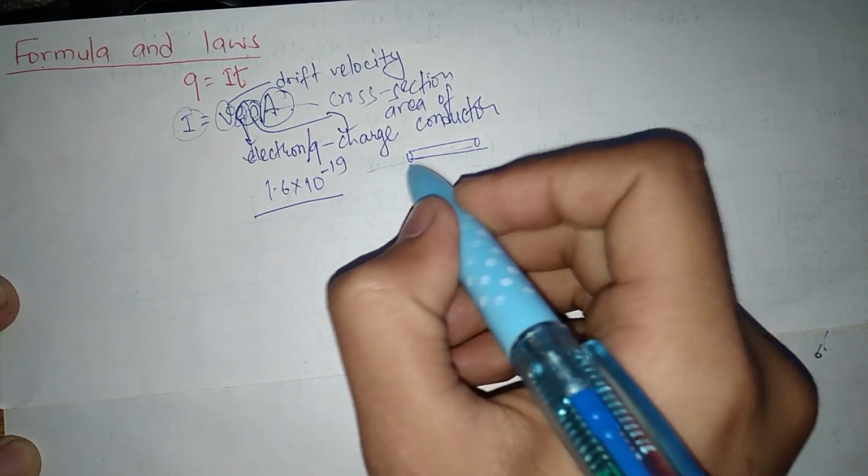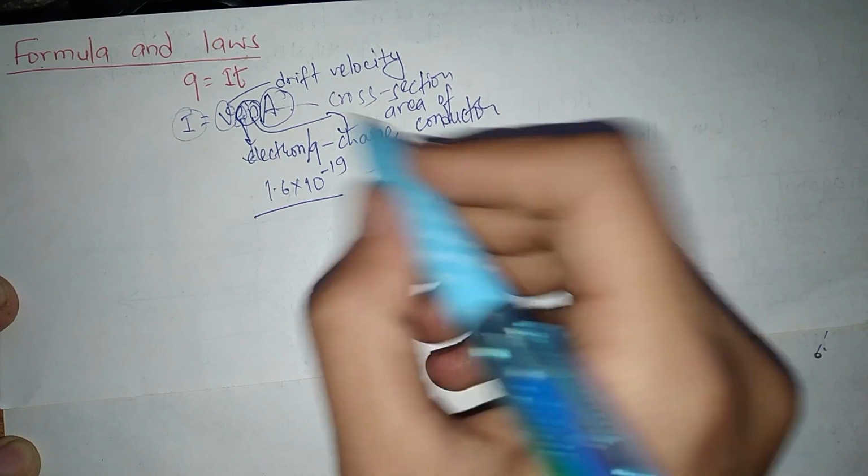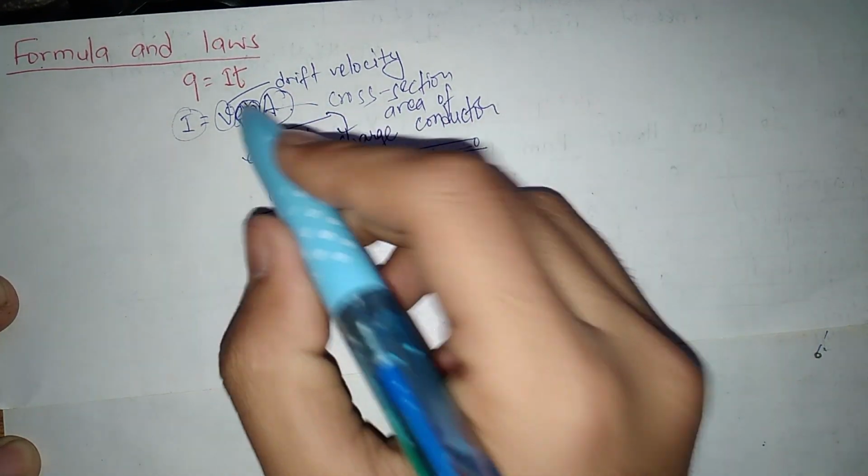And then n means number of electrons per unit volume in a cross section area. This is a conductor, and n is the number of electrons per unit volume.